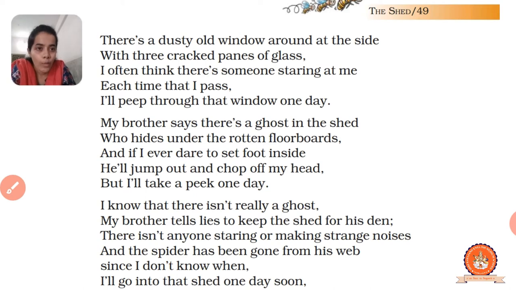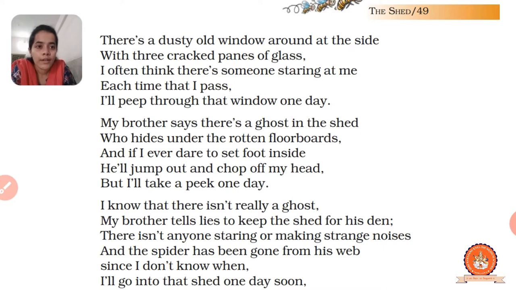And if I ever dare to set foot inside, he will jump out and chop off my head. Okay, so his brother is trying to scare him, that if you ever think that you will go inside there and see what is there, all right? So what will happen, that ghost will jump on you, okay, and he will cut off his head. Chop off means to cut off his head, okay?